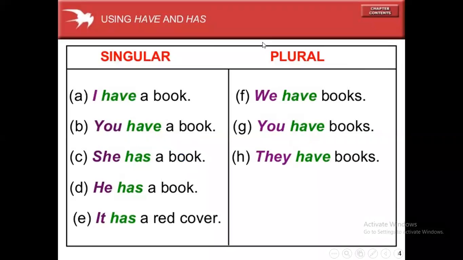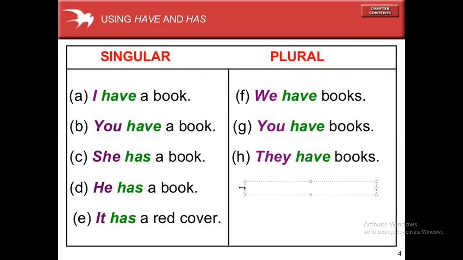So again, here we have two kinds of subjects. We have singular subjects and plural subjects. We're going to use have with I, you, we, they, and the plural subject. We're going to use has with she, he, and it. Let's arrange it by ourselves.